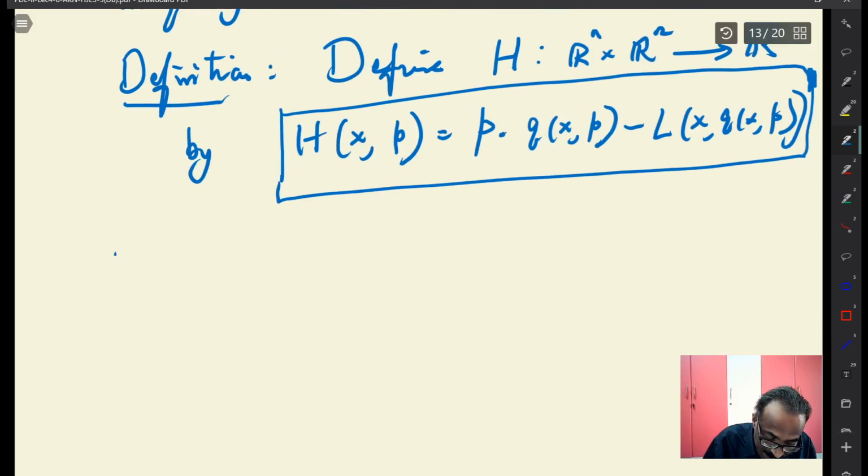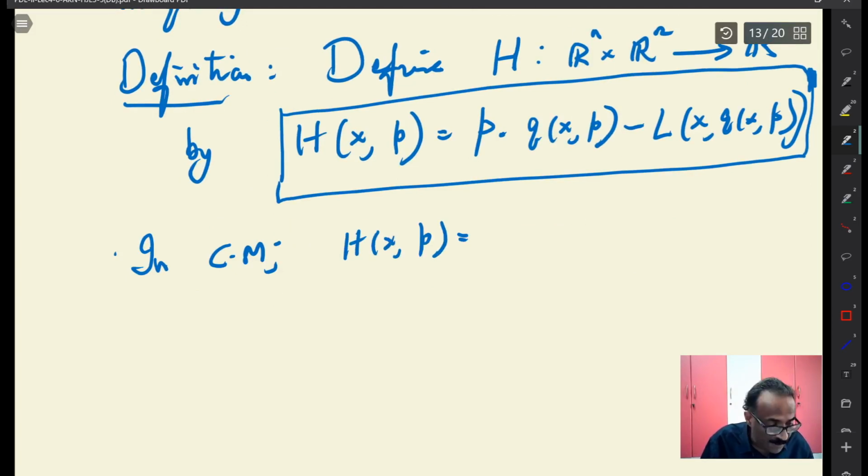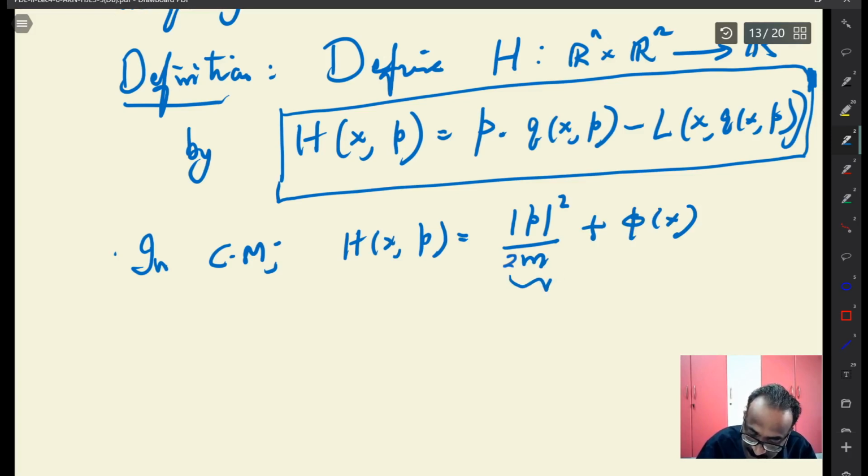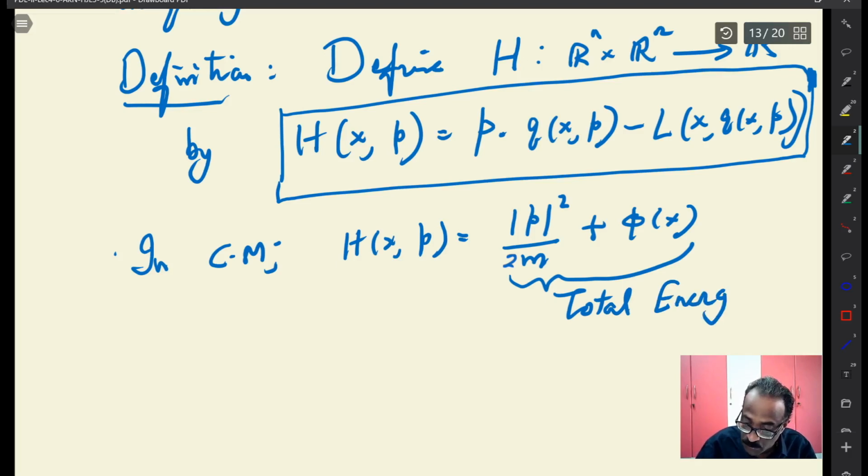And in classical mechanics, that's where the motivation came. H of x, p will become mod p square in terms of p by 2m, plus you get your potential P of x. This is the same as kinetic energy plus potential, the total energy now. So L was the difference in energy for the least action principle. So H happens to be the total energy. So you define the Hamiltonian like that.